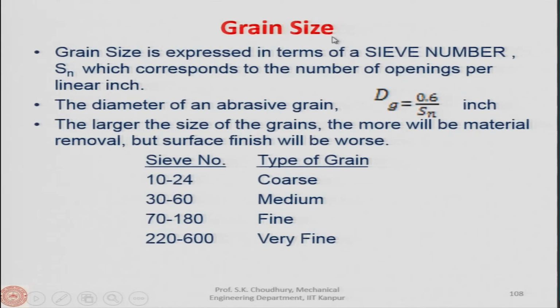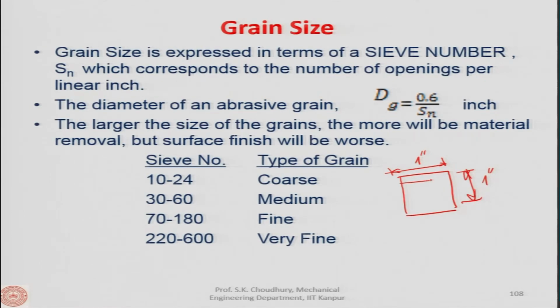Regarding the grain size, that means how we define the performance of the grinding wheel depending on the grain size, is the following. Grain size is expressed in terms of the sieve number. Sieve number, Sn, corresponds to the number of openings per linear inch. What does it mean is the following: just imagine that you have an opening which is 1 inch by 1 inch, let us say this is a square, this is 1 inch and this is 1 inch.